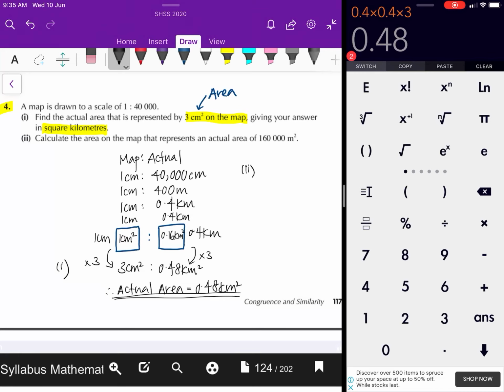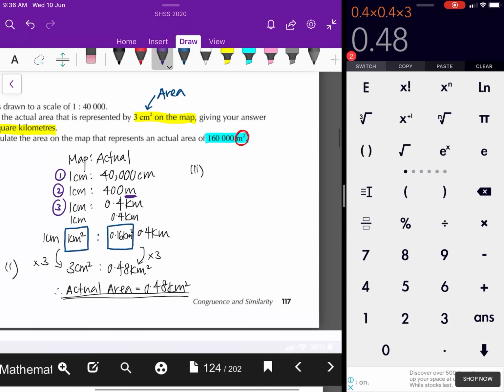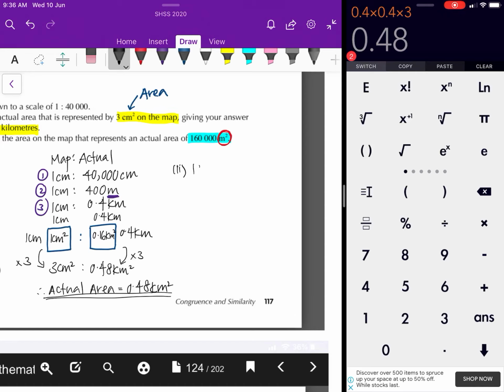Part 2. Calculate the area on the map that represents an actual area of 160,000 meters square. Now we got to take note that the actual area here is in meter square. If it's in meter square, do I use number 1, number 2, or number 3? Which of those gives you meter? Only the second one. So if the second one gives you meter square, we have to do 1 cm is to 400 meters. We got to draw a square because it's area.